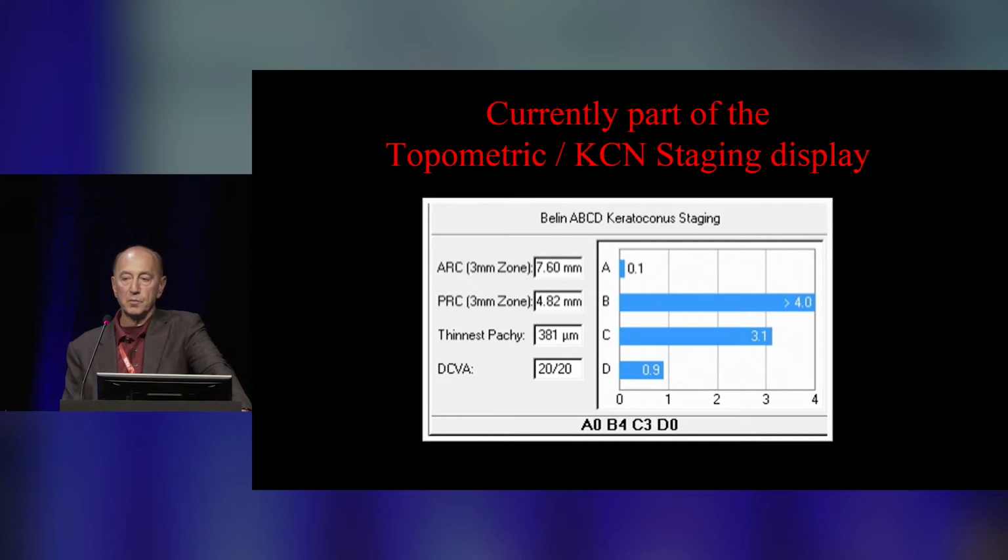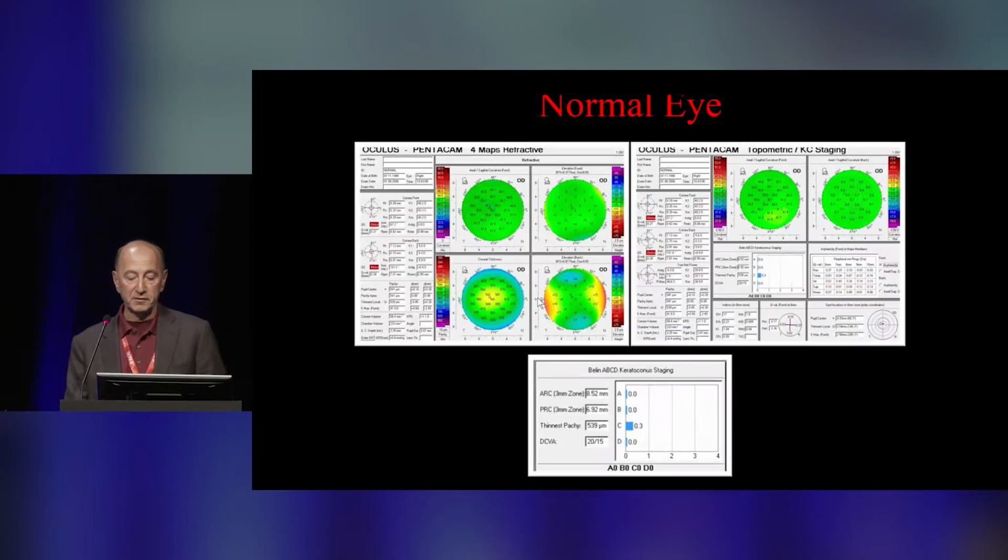You'll see on the upper right is a graphical display of each of the four parameters: A, anterior; B, back; C, corneal thickness; D, distance visual acuity. The classification is on the bottom, but the actual measurement, which is really what you should be looking at, is listed over here. And again, it's in radius of curvature, not diopters, because if you're looking at the posterior surface, radius of curvature is a much more intuitive measurement than diopters, because the posterior cornea is a low power minus lens.